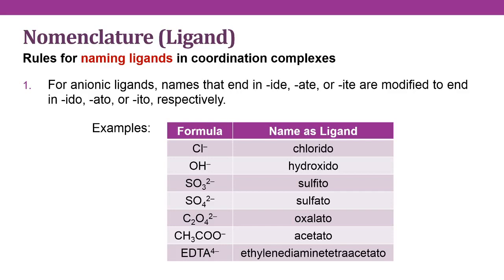In our examples here, Cl-, which we will name chloride when it is in solution, is changed to a chlorido when it is coordinated to a metal. We change the IDE to an IDO. In the same way, the CH3COO- anion, which is named acetate when in solution, becomes acetato when coordinated to a metal. We change the ATE to an ATO. So that's how you name anions as ligands. You just change the E in the end to an O, and you have a name for your anion as a ligand.